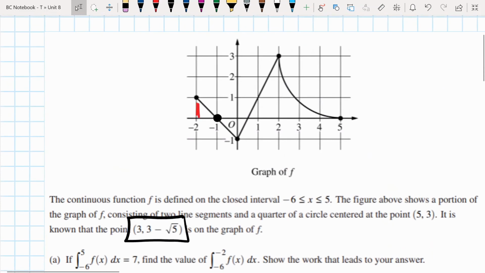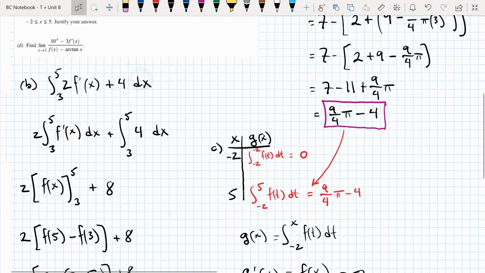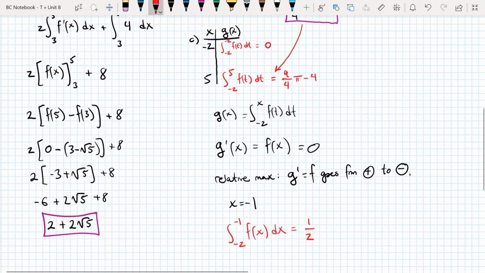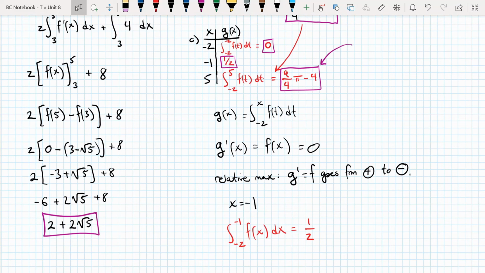So the integral from negative 2 to negative 1 is going to be this area. Well, it has a base of 1 and a height of 1. It's half that, so the value should be 1/2. So this integral is equal to 1/2. And so at negative 1, the y value is 1/2. So the question is, which one of these has the largest value? Is it 0, 1/2, or this value right here? Okay, and the absolute maximum is going to occur at x equals 5 because you can go through the arithmetic here, but you will end up with a value that's a little bit larger than 1/2 here.